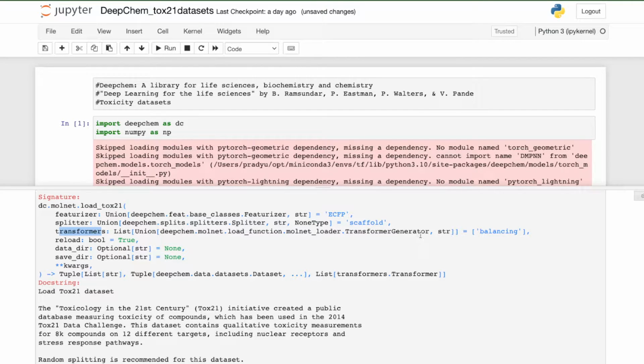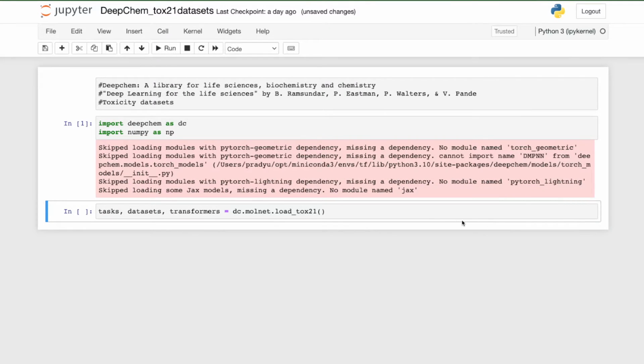The next important thing that you want to pay attention to is transformers. A lot of these datasets have a transformer. This one is using a balancing transformer. What this does is it's ideal for imbalanced data. For example, let's say you have a very small dataset, and 99% of the data has positive values and only 1% has negative values. In that case, if you try to train a neural network, the model will basically say, you know what, I give up.